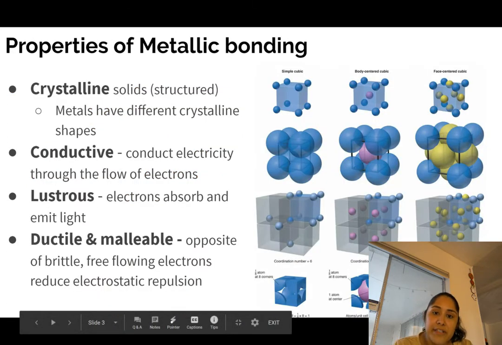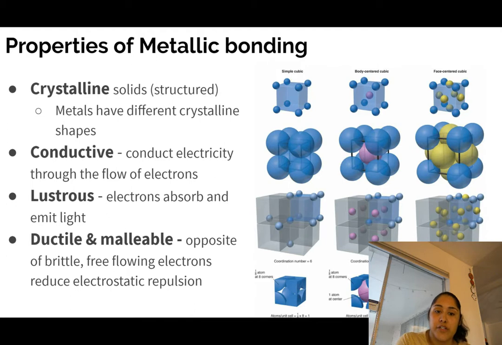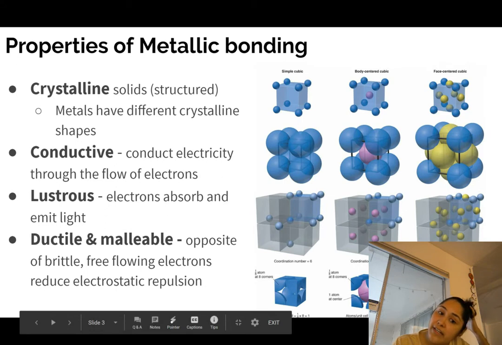The basic properties of metallic bonding is that they're crystalline in structure. They are different types of crystals in regards to ionic crystals, so make sure that you keep that in mind and try to figure out what those differences are. Metals have different crystalline shapes. It all depends on the metal and on how it is arranged. So to the right, you can see that these are three basic types of crystalline shapes: simple cubic, body-centered cubic, and face-centered cubic. Metals also have the ability to conduct electricity through the flow of electrons.